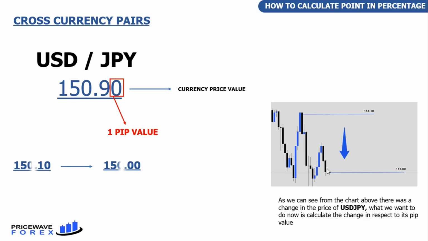So now let's say the price of USD moved from 150.10 to 150.00. How many pip value do you think this is? Remember I said the second decimal point represents the one pip value. Now, if there is a change from 150.10 to 150.00, how many pip value is that? That is 10 pips. So this is how you calculate your pip value for major pairs and cross currency pairs.